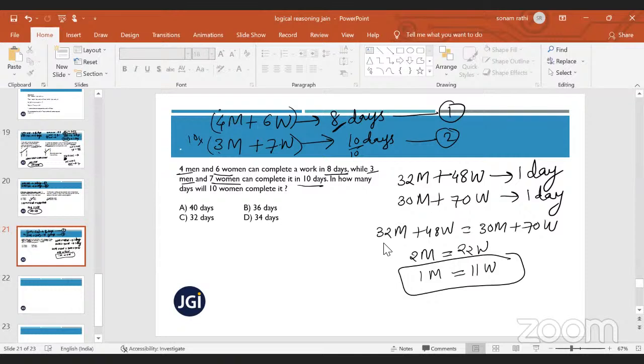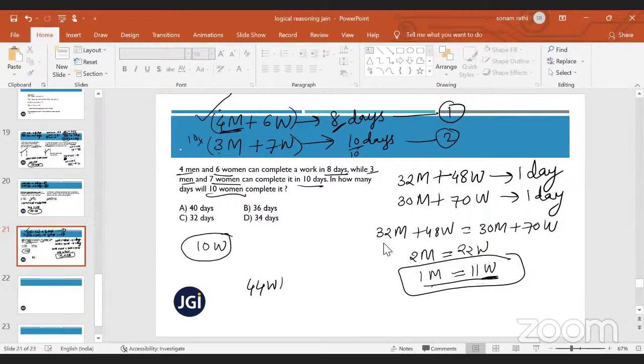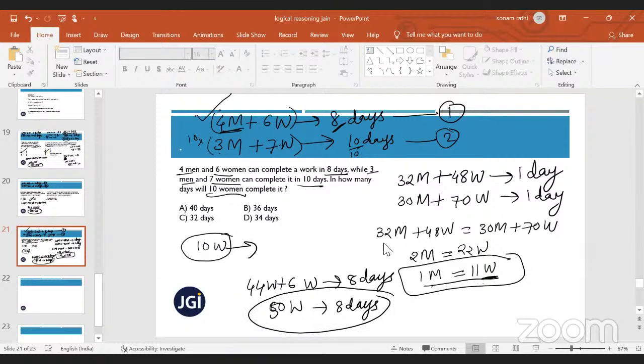So now we need to calculate for 10 women, right? Now put this value in the first equation. So 1 man is 11 women. So 4 men will be 44 women plus 6 women is 8 days. It means 50 women is 8 days. 50 women, 8 days. You need to calculate 10 women.